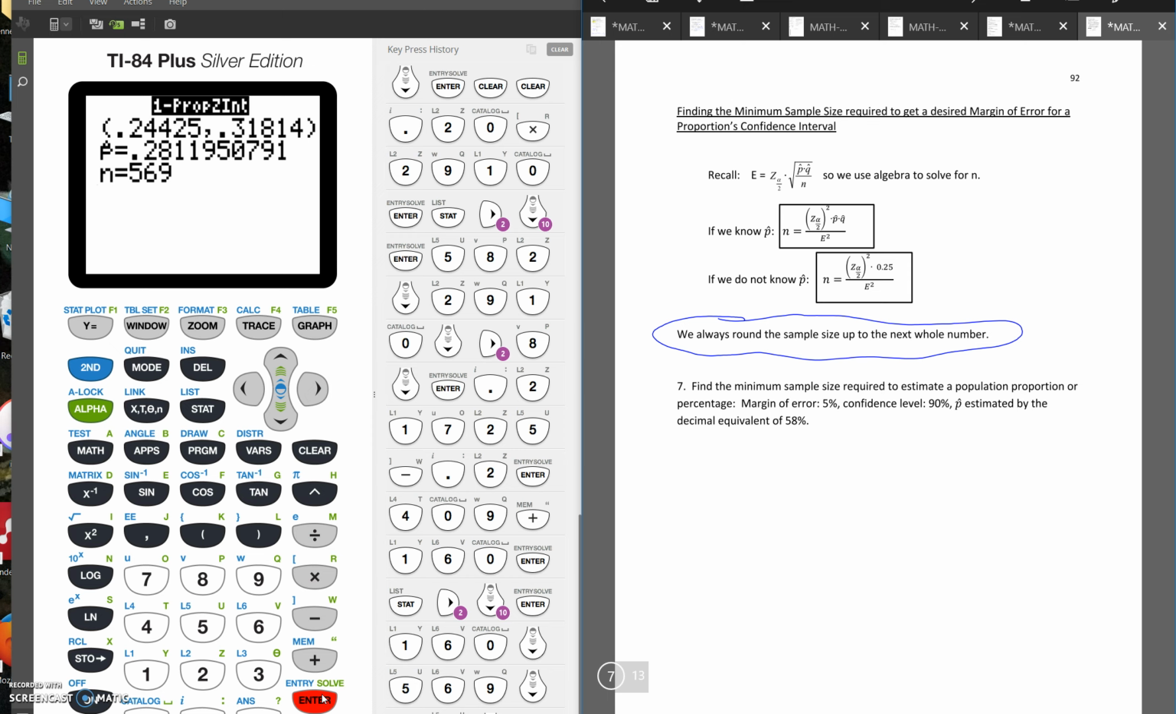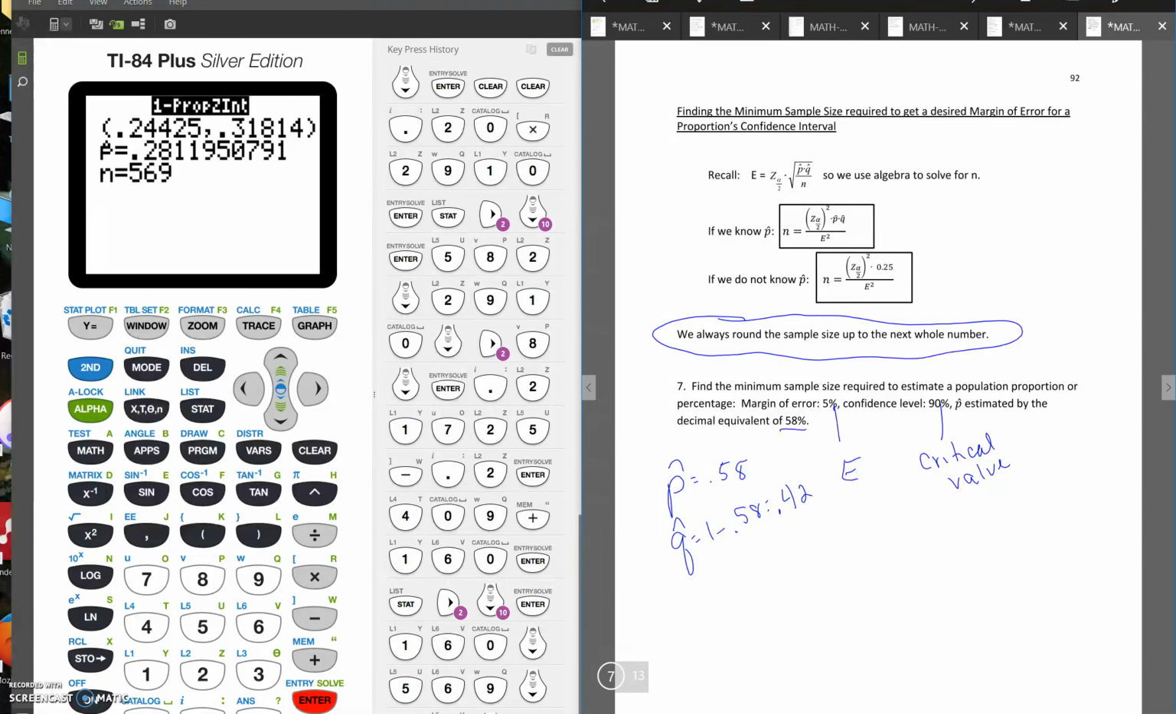So 7 here says find the minimum sample size required to estimate a population proportion or percentage. Our margin of error is 5%, so that's our E. The confidence level is 90%, so that's where we're going to get Z alpha over 2, the critical value. And P hat is estimated by 0.58 or 58%. So P hat here will be 0.58. Q hat then is always 1 minus 0.58, which would be 0.42.